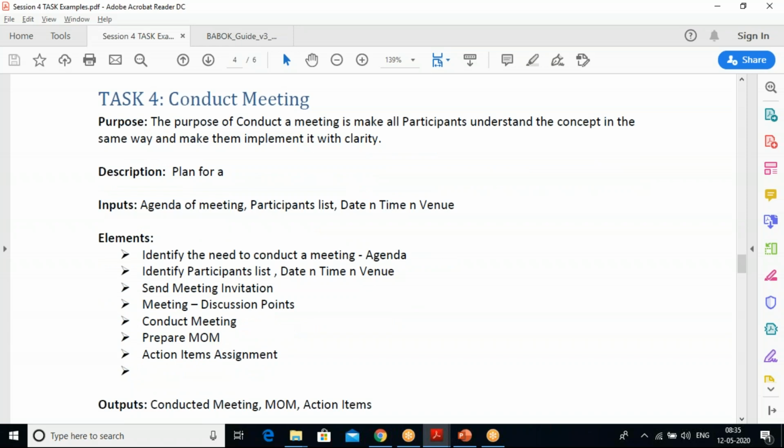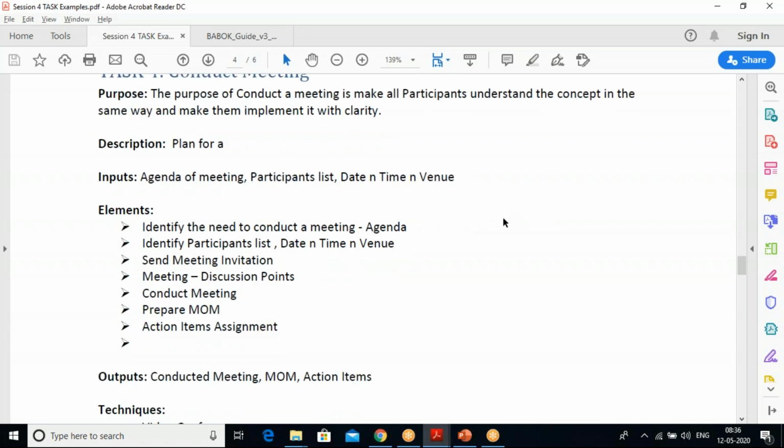This is what we can write in the description part. Coming to the inputs: agenda of the meeting, participants list, date and time, and one more input we can add now, the venue, which can be even online as well. So that extra we can add here, right? And then the elements: we identify the need to conduct a meeting, the agenda, the participants list, then we send the meeting invitation, then the discussion points, then conduct the meeting, prepare the MOM and action items assignments. This is what we do.